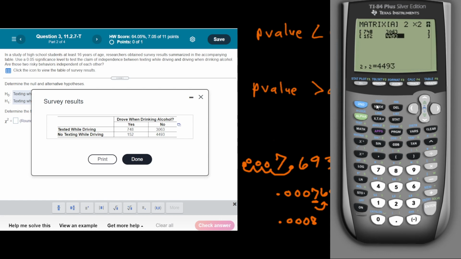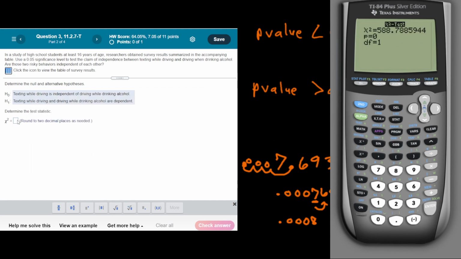Let's hit second quit. We're going to go to stat, tests. Let's hit the up arrow so we can reach the chi-square test option much quicker. Hit enter. Everything is already set up for you. Hit calculate. Bam. Okay, so the test statistic is going to be how many decimals? 2 decimals, 588.79.